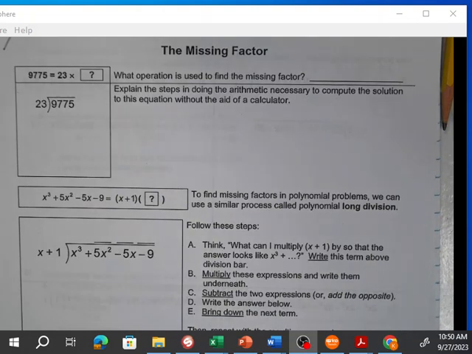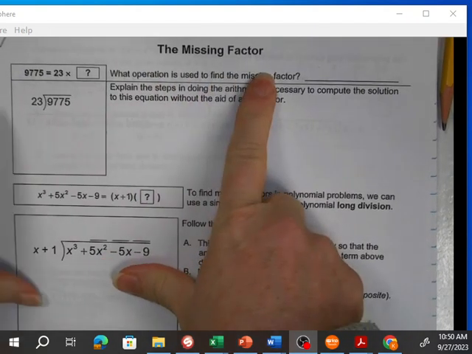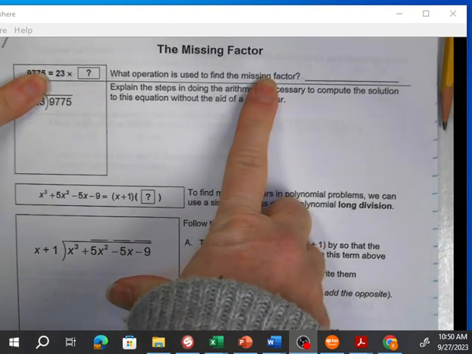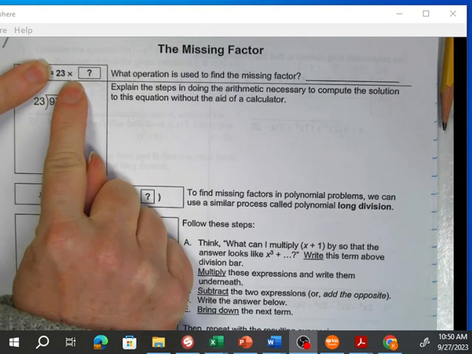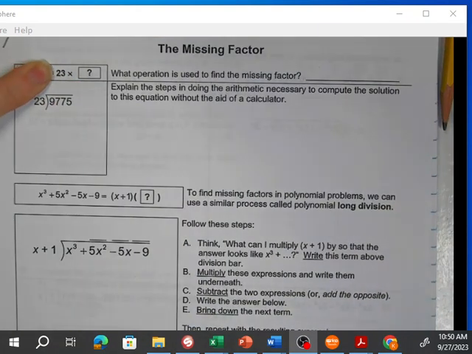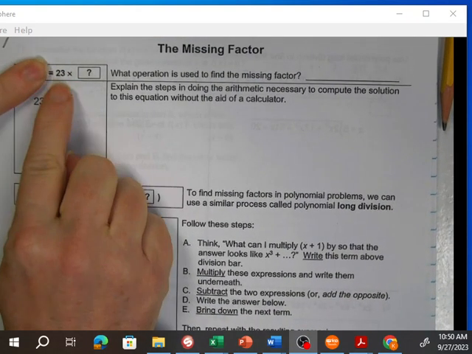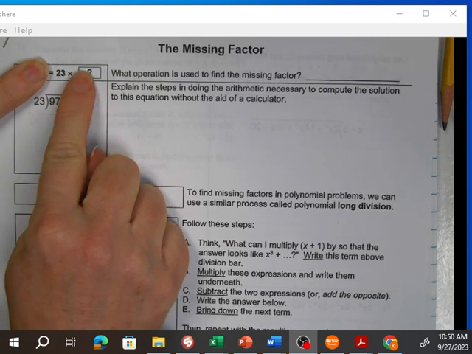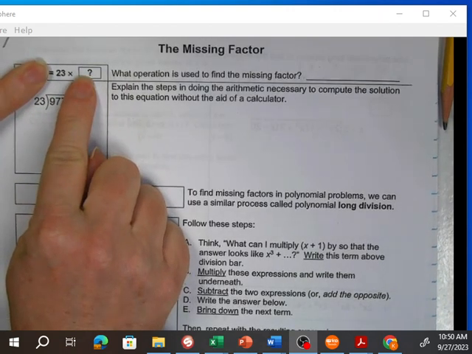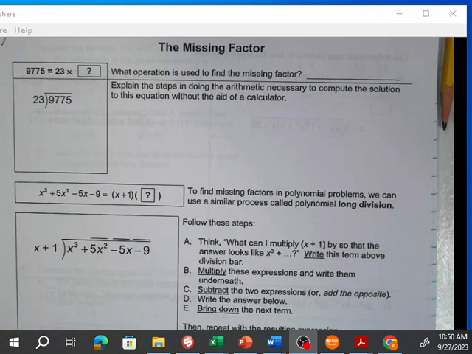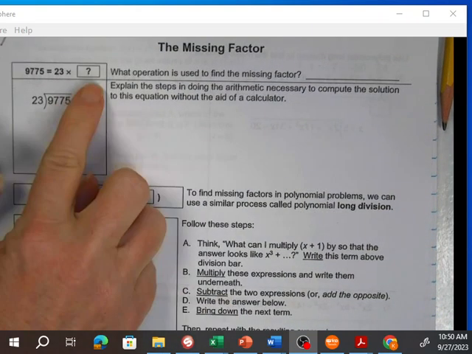So it asks, what operation is used to find the missing factor? Quick reminder, factors are two numbers that you multiply in order to get a product or an end result. So I'm missing a factor here. That's what this question mark is for. If I want to find it, what mathematical operation would I use to find that missing factor?